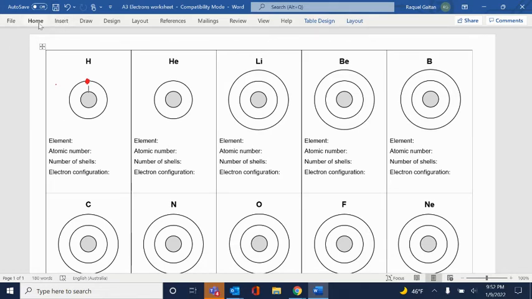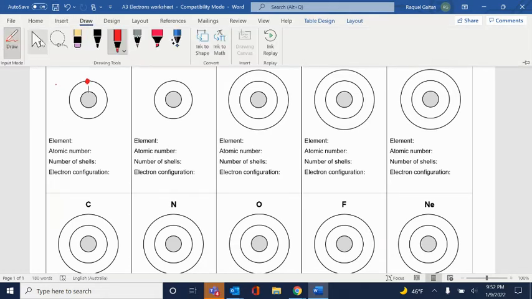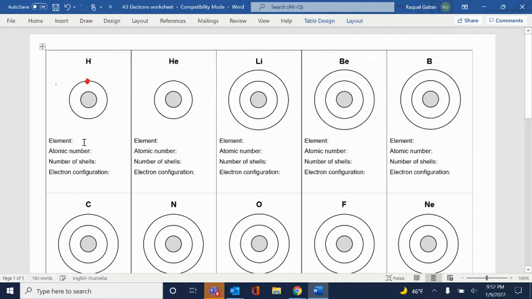And then I'm going to go back to my mouse and type in, this is hydrogen. The atomic number is 1. I only used 1 orbital or 1 shell. And then the electron configuration is your picture. So you've drawn the electron configuration here.